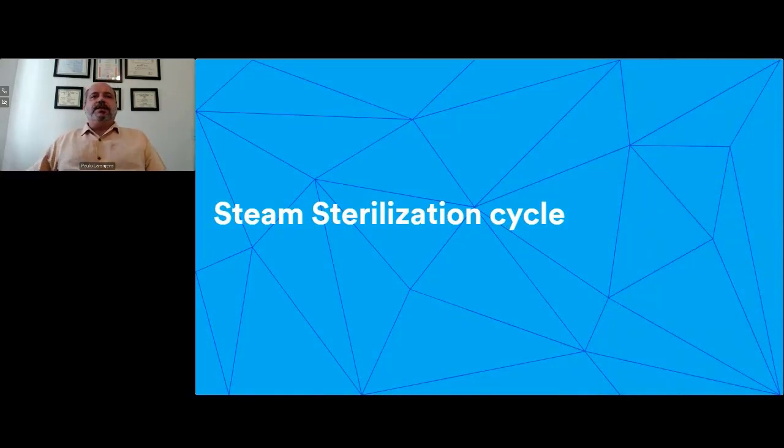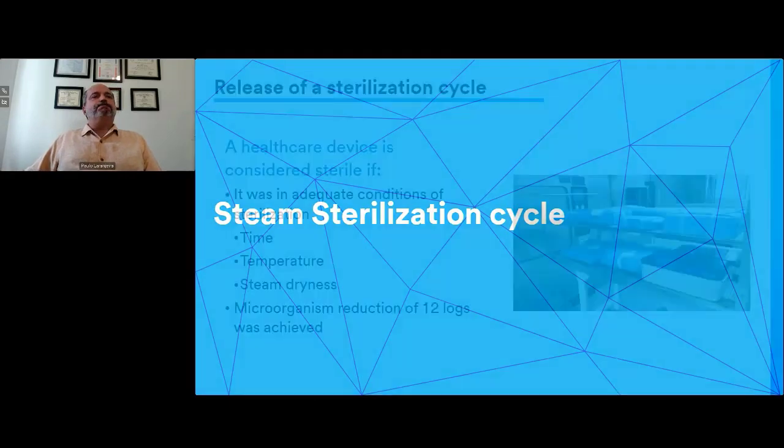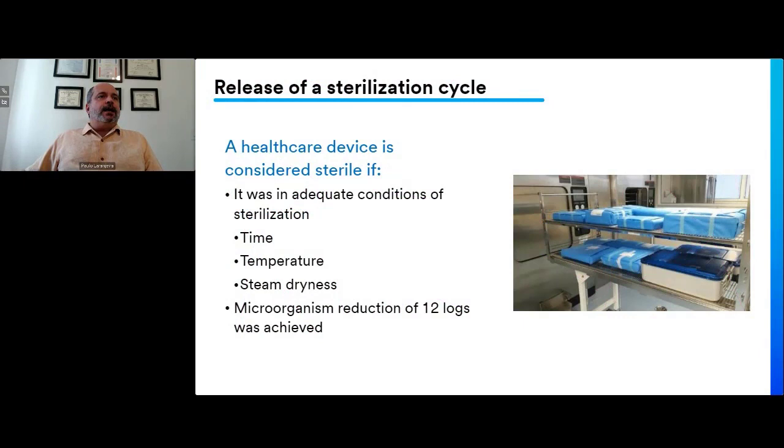So now let's look into the steam sterilization cycle per se. First, a healthcare device is considered sterile if it was in an adequate condition of sterilization. And I'm using that term because we have steam dryness. So we need to have time and temperature to sterilize, but also the sterilant, in this case steam, has to have a quality that is adequate to sterilize my medical device. And after the sterilization cycle, I must have reached a minimal reduction of 12 logs inside of my load.